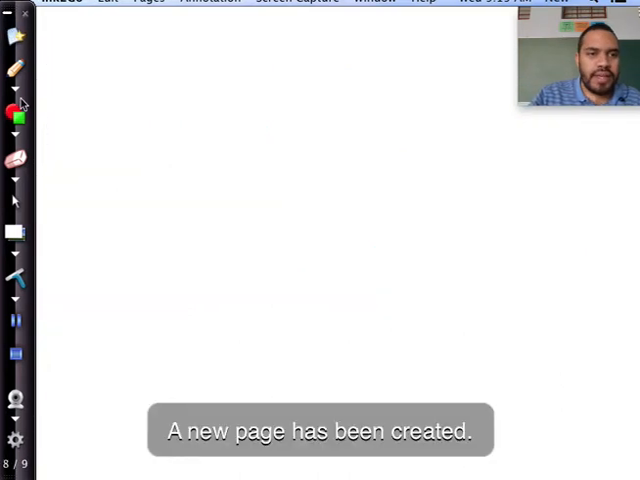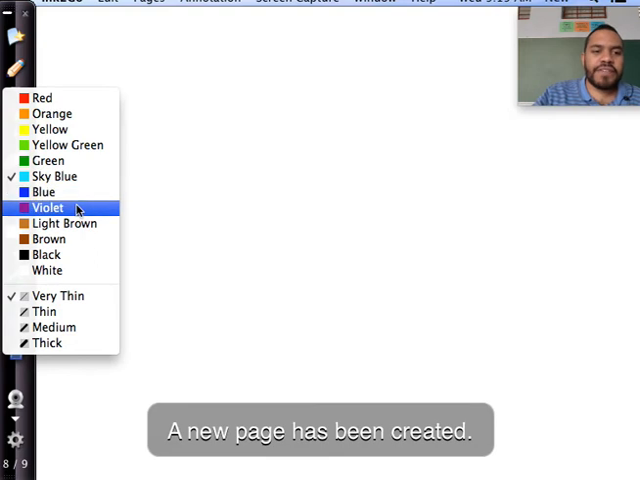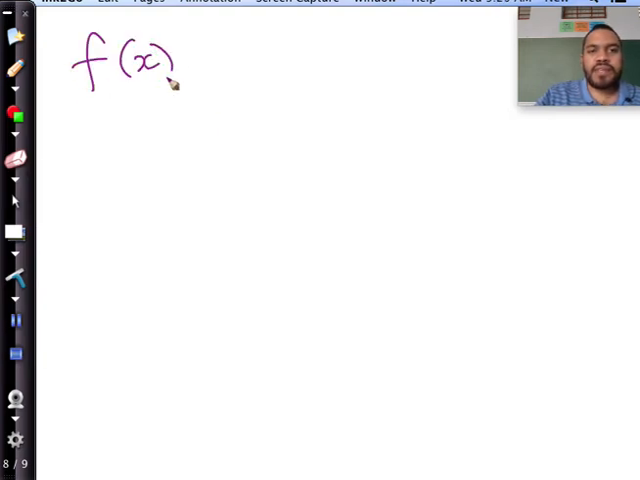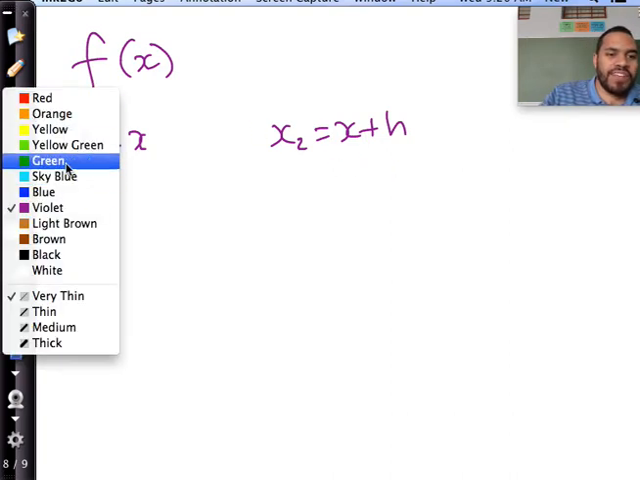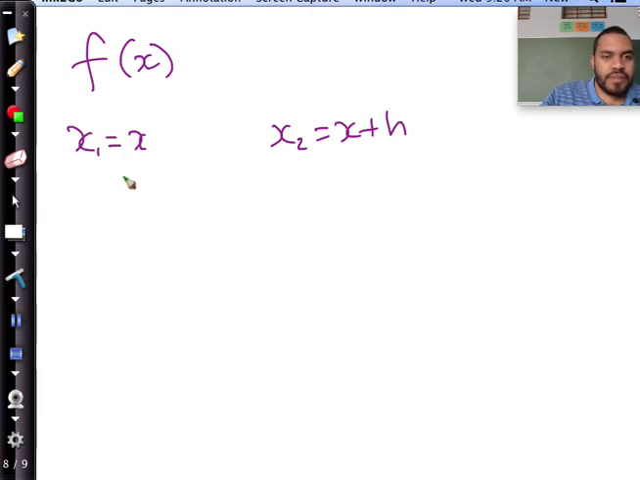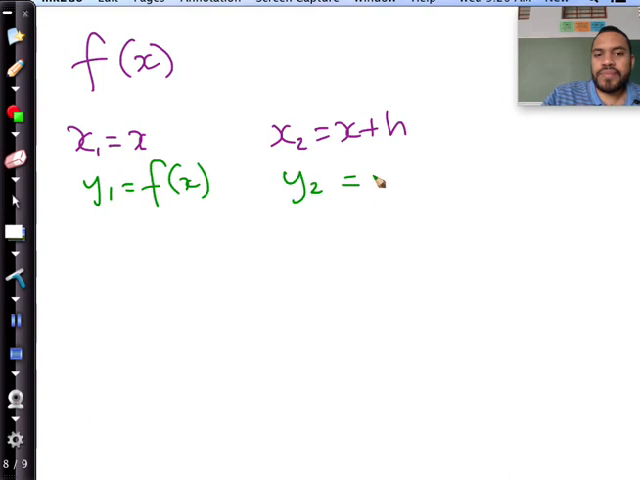Okay, now, given a function, and I call that function f, f of x, I'm going to input 2 values of x. The one value of x is going to be x, let's call that x1, and then x2 is going to be x plus some value h. Are you guys with me? Okay, now what are the corresponding y values? y1 must equal f of x, right? And y2 will be what? F of x plus h.